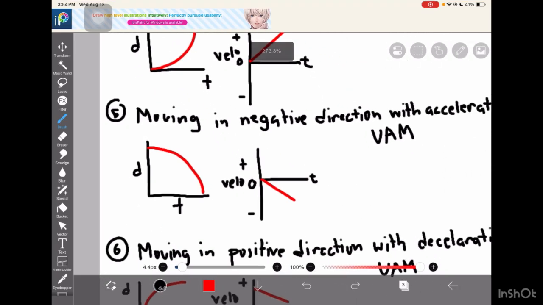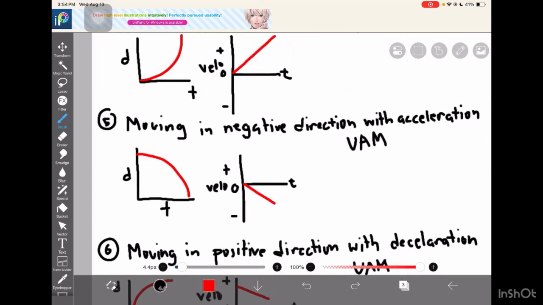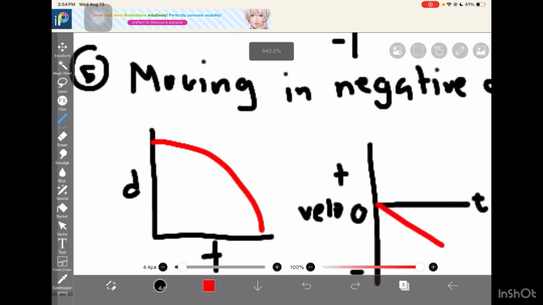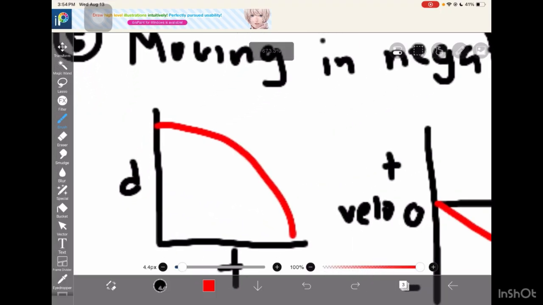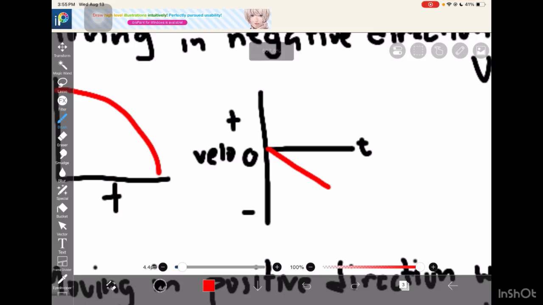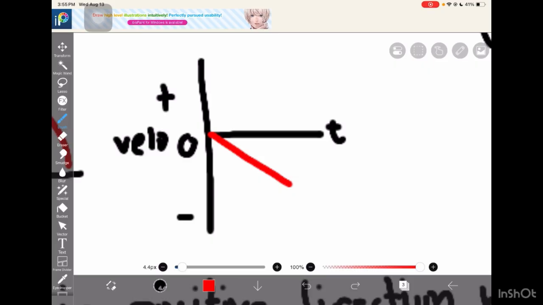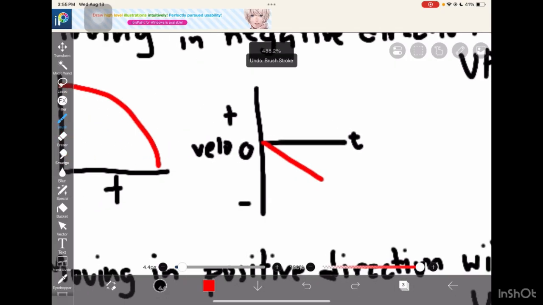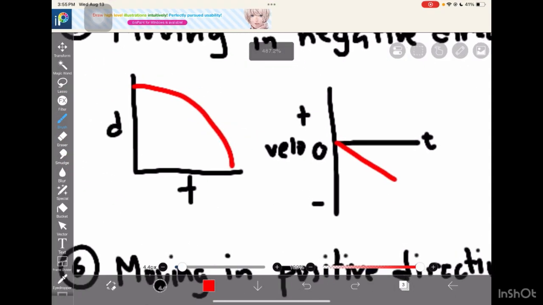Same thing here with moving in a negative direction with acceleration. We're starting from, let's say, 10 kilometers away, and then we slowly go back and then rapidly go back over here. That's also the reason why we are still speeding up. Our velocity starts at 0, but goes -1, -2, -3, -4, -5, -6, and so on. That's why you can see the graph drastically dropping over here. It's because our velocity is going much faster on the negative axis. So that's why we have that.